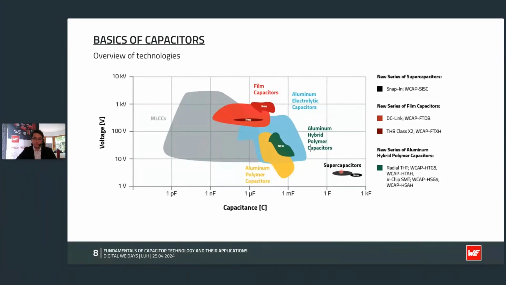If we talk about film capacitors, then there is an area in the high voltage and medium capacitance region where these film capacitors are also very suitable. If we talk about the supercapacitors, then you can see here on the right-hand side, these supercapacitors have a high capacitance, but they offer fairly low voltage. But in this region, they are a good solution.